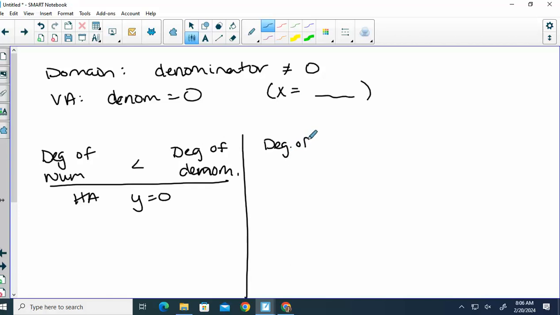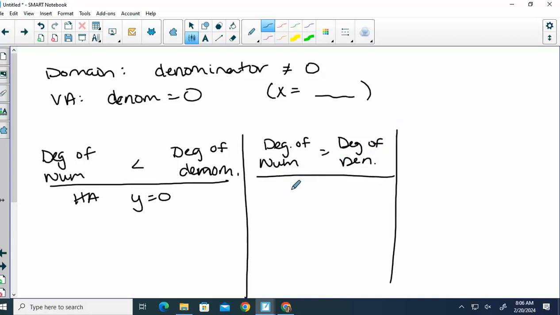If the degree of the numerator equals the degree of the denominator, what does that mean? You divide the first two numbers. You'll get y equals some number. It's a ratio of the leading coefficients.